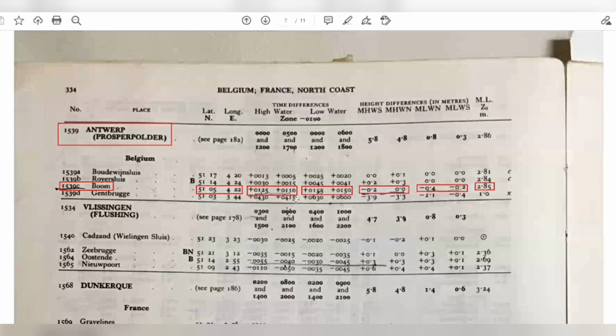Now, suppose I want time for 3 o'clock morning. So how will you get it? High water is 3 o'clock at Antwerp. So what will be the correction for Boom? 0 is 1 hour 25, 5 o'clock is 1 hour 10. That means the correction is reducing. So 1 hour 16.